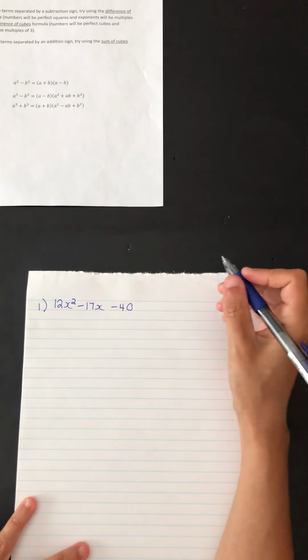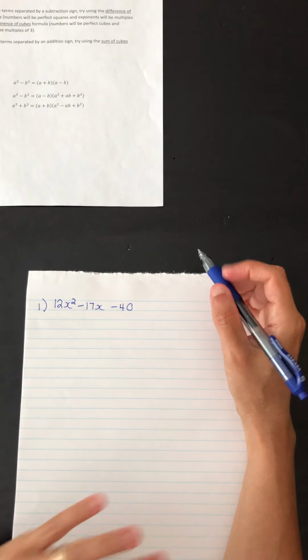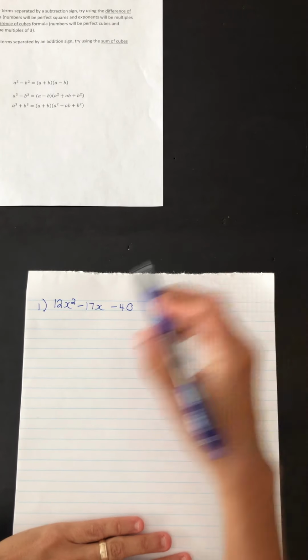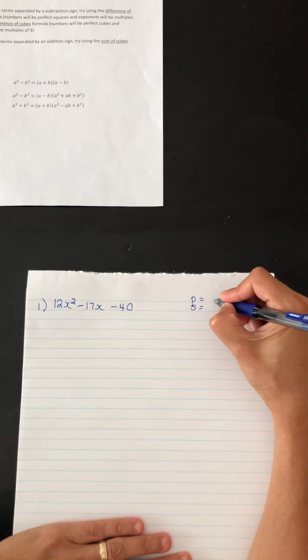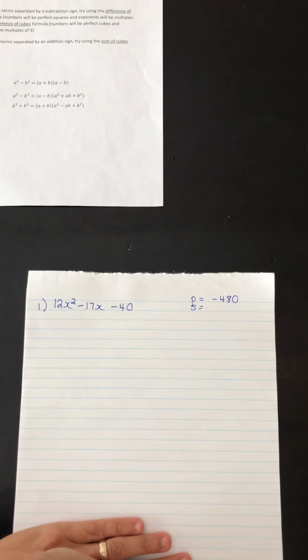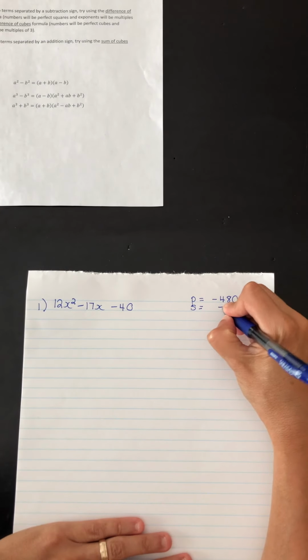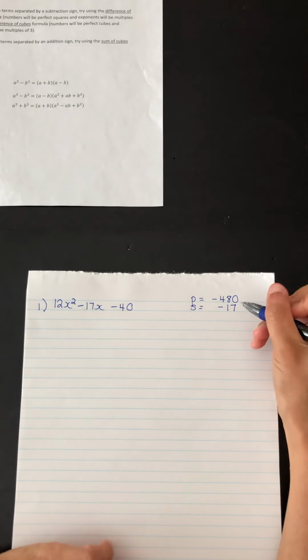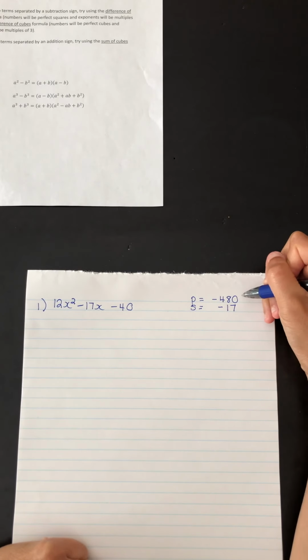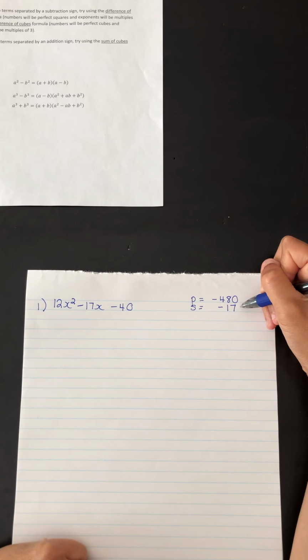Okay, question 1 is certainly a trinomial. There are 3 terms here. So we're going to begin by multiplying 12 by negative 40. We're going to use negative 17 as the appropriate sum. So we want 2 numbers that we can multiply to give us negative 480. The same 2 numbers, when added, should give us negative 17.